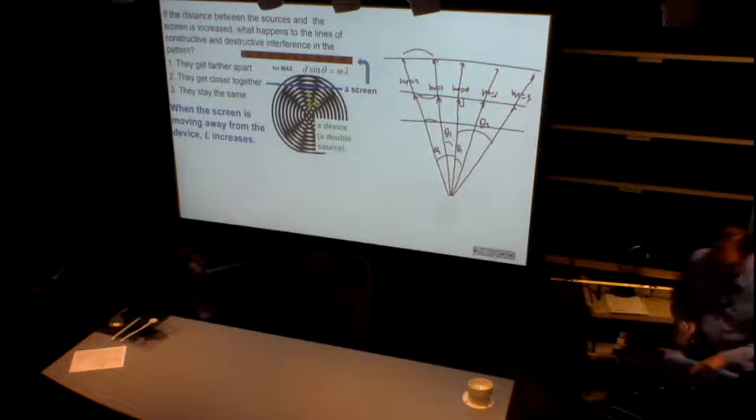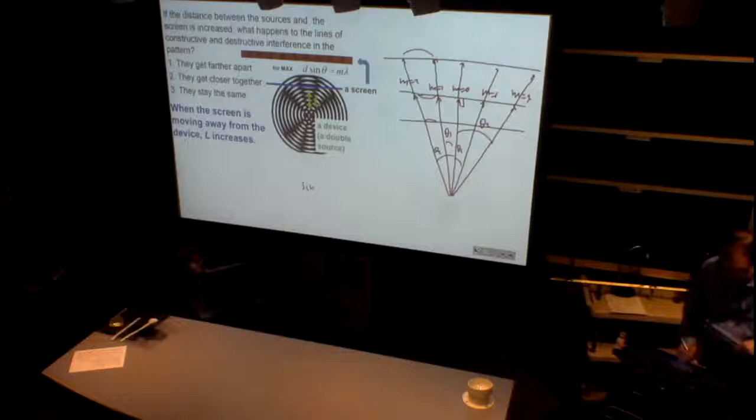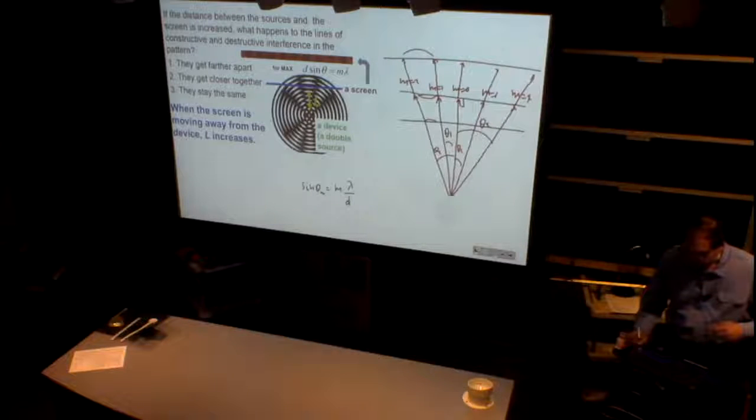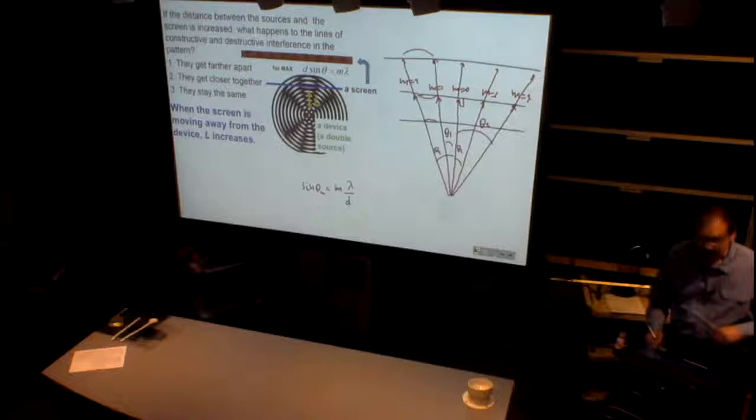But of course, the equation should tell us the same. For example, we can take any angle, theta m, for the mth maximum. What do we change in this equation? Do we change m? No, we're just looking at maximum number 2, for example. Do we change the wavelength? No. Do we change d, the distance between two slits? No. What does it tell us?